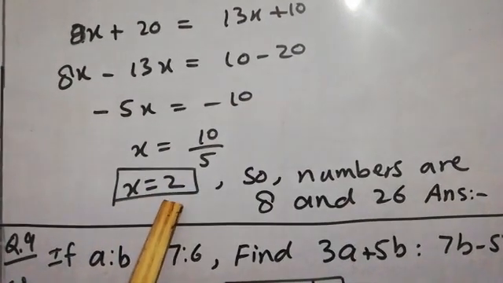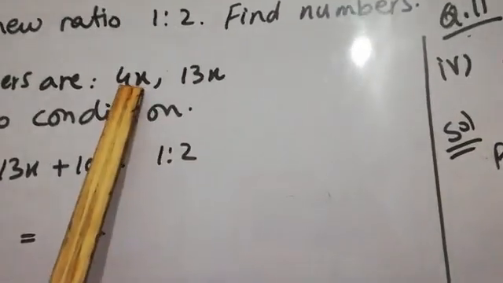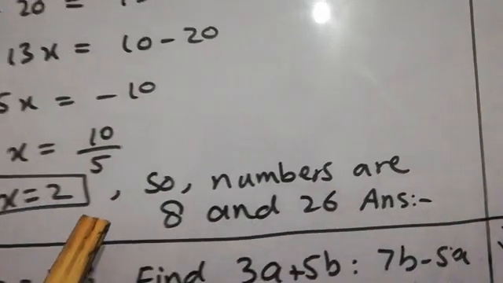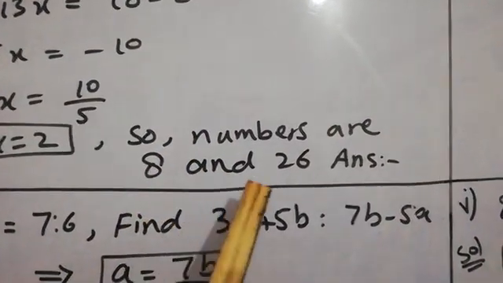This is x, but actually we want the numbers. And according to the question, the ratio numbers are 4x and 13x. So put the value of x in 4 and 13. Then we will get 4 2s are 8 and 13 2s are 26. So the numbers are 8 and 26.